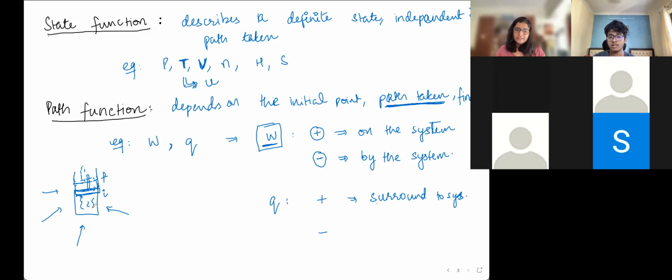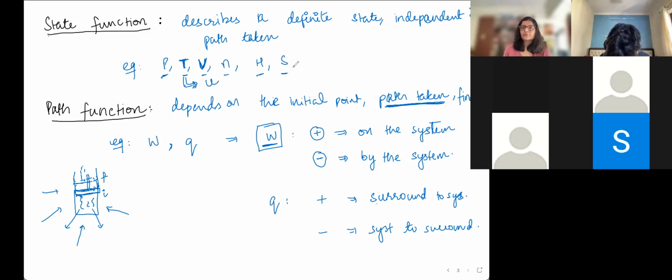Similarly, if I take away heat from the system, then heat is going to be a negative value. Here, what I'm doing matters. In this case, what I'm doing doesn't matter. At time t, if I measure pressure, temperature, volume, all of that is going to be a definite state. Path is how am I getting there. So path functions describe how I'm getting there. You can think of it that way.